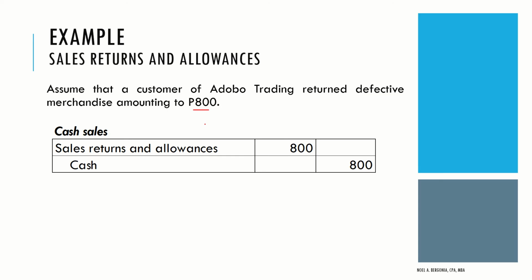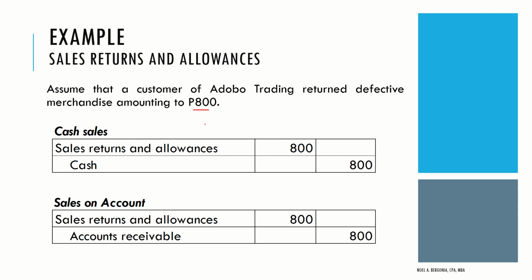But if the customer has on account, o meaning utang pa lang niya yung merchandise, okay, because we have sold it on account or on credit, then we will be recording it as debit sales returns and allowances and credit accounts receivable 800 pesos. Okay? So any question, guys?